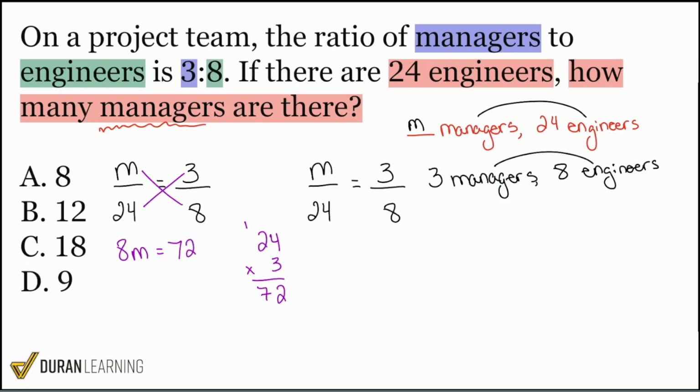And then from here, everybody, we'll divide after cross multiplying. So we'll have 8 divided by 8 and 72 divided by 8. Crosses out on the left side, giving me m equals what? What is 72 divided by 8? Yeah, that's going to be 9. Booyah, we got the right answer. Feel pretty good about that, right?